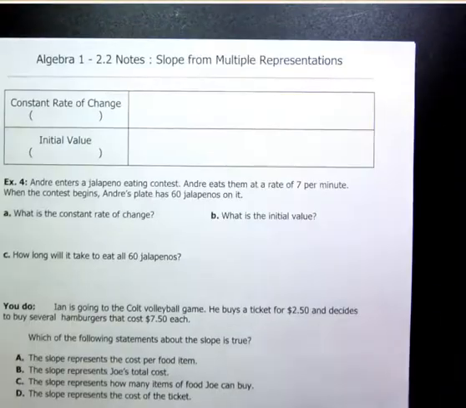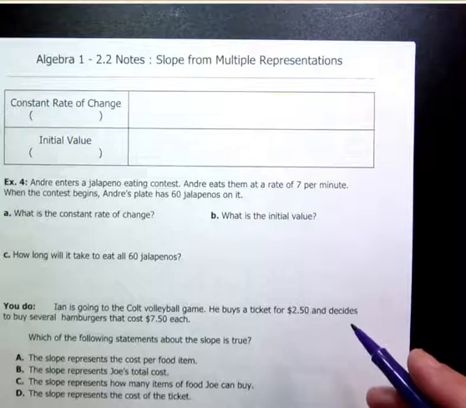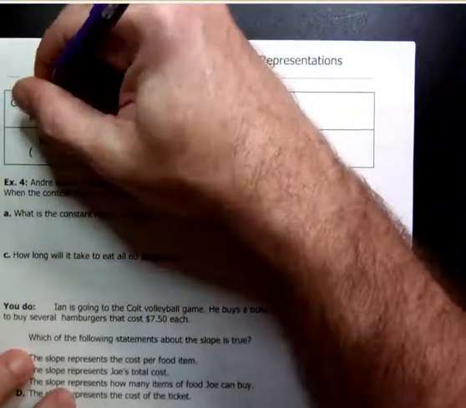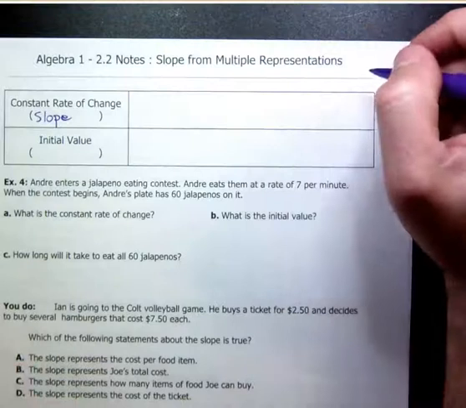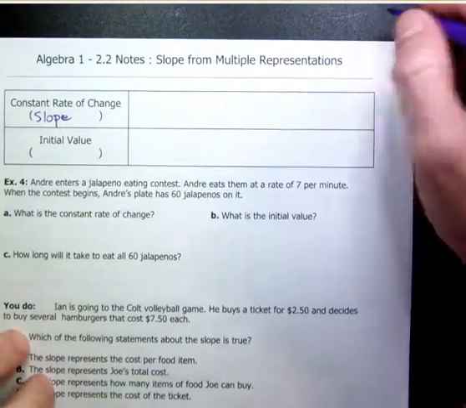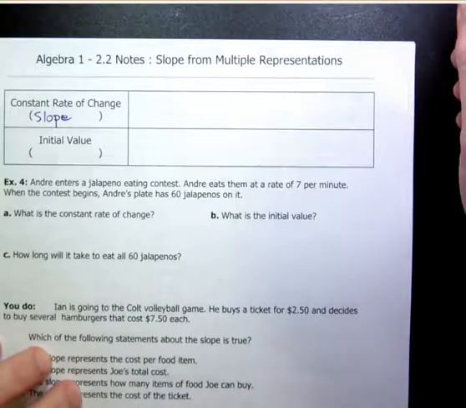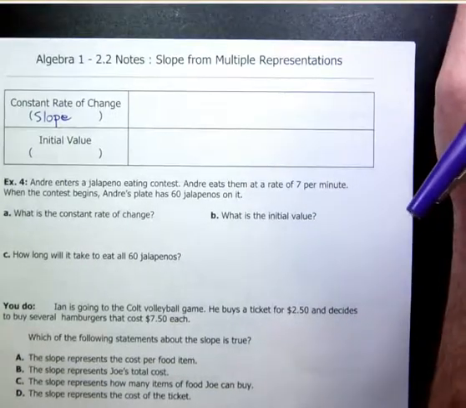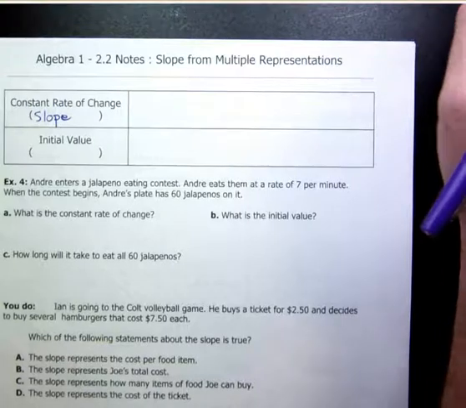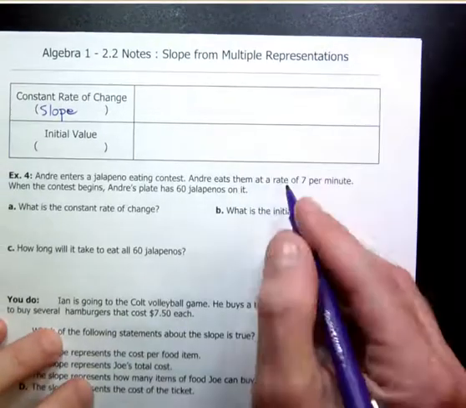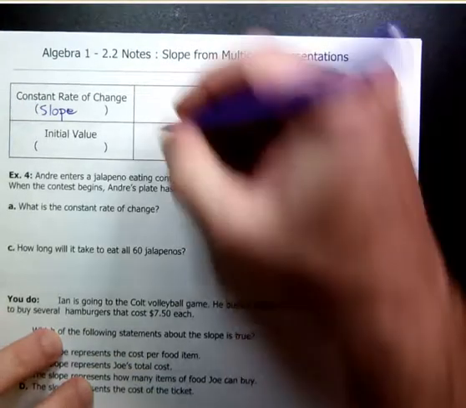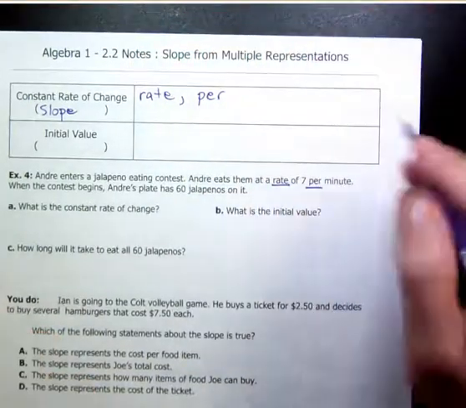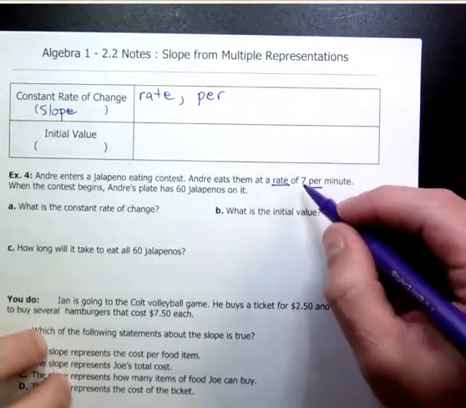All right, last page. Okay, constant rate of change. That's another name for slope. So what are some words in a word problem that can give us a hint that that value is the slope? If I read this first problem, we have Andre enters a jalapeno eating contest. Andre eats them at a rate of 7 per minute. Well, here really we have two clues. The word rate or the word per can be a hint that it is the value of the slope.